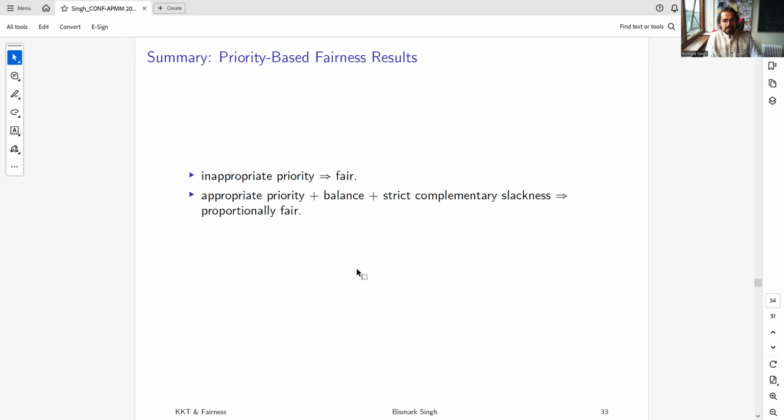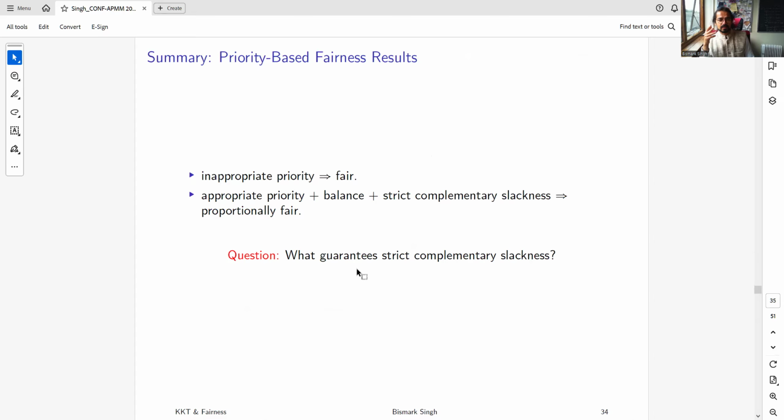All right, so let's sum up everything we have so far. Only two things could happen. Either you could have an inappropriate priority or you could have an appropriate priority. If you have an inappropriate priority, then we show that the solution definitely is fair. If you have an appropriate priority, you need these two extra conditions, and then you can achieve a stronger notion of fairness that we call proportional fairness. And these two conditions are balance and strict complementary slackness.